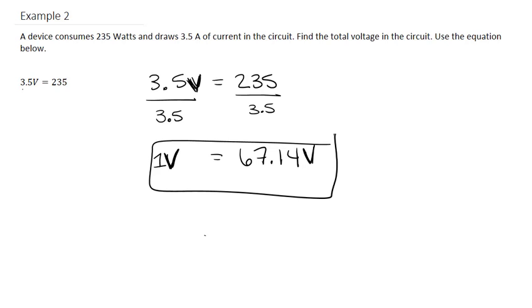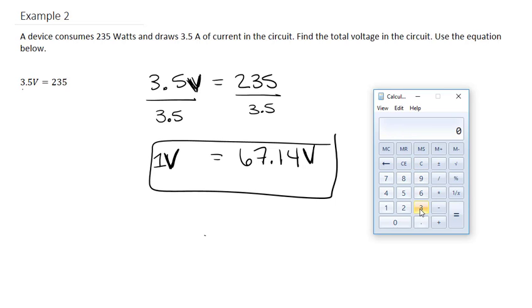And if you aren't sure, what you can do is plug in this V as 67.14 times 3.5. So we go 3.5 times 67.14 and see what it's equal to, which is pretty close to 235 as we'll round. And the reason that it's not 235 is because we rounded our voltage to the hundredth spot. So we know that this checks out, and this is our solution.